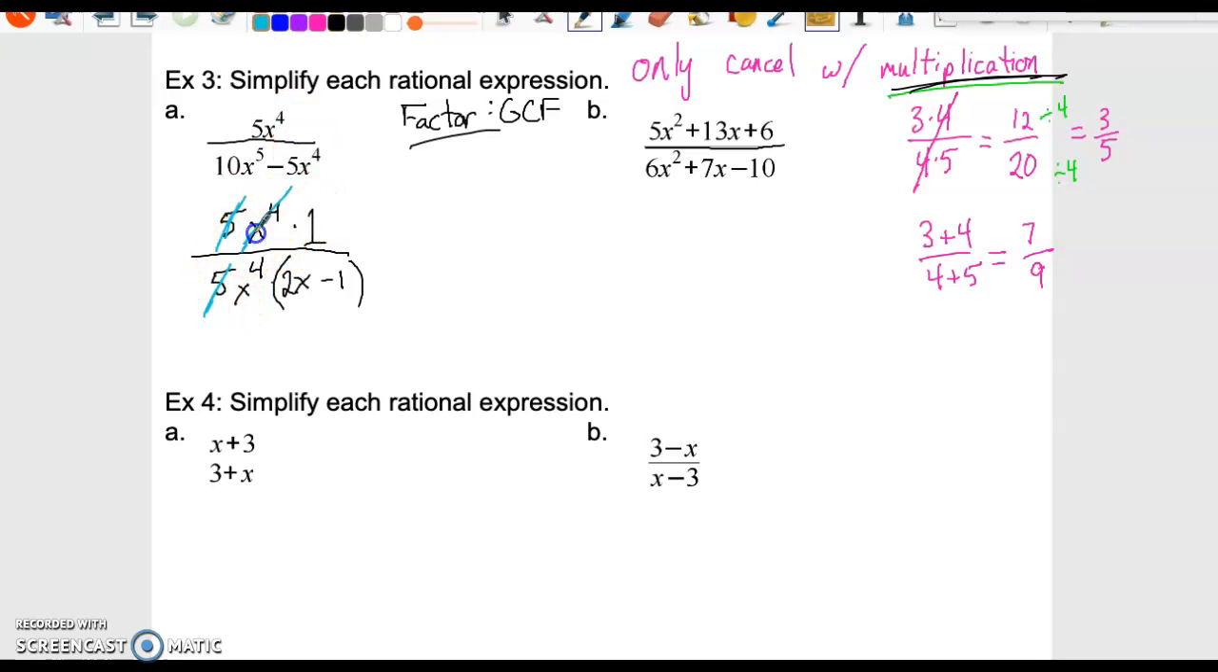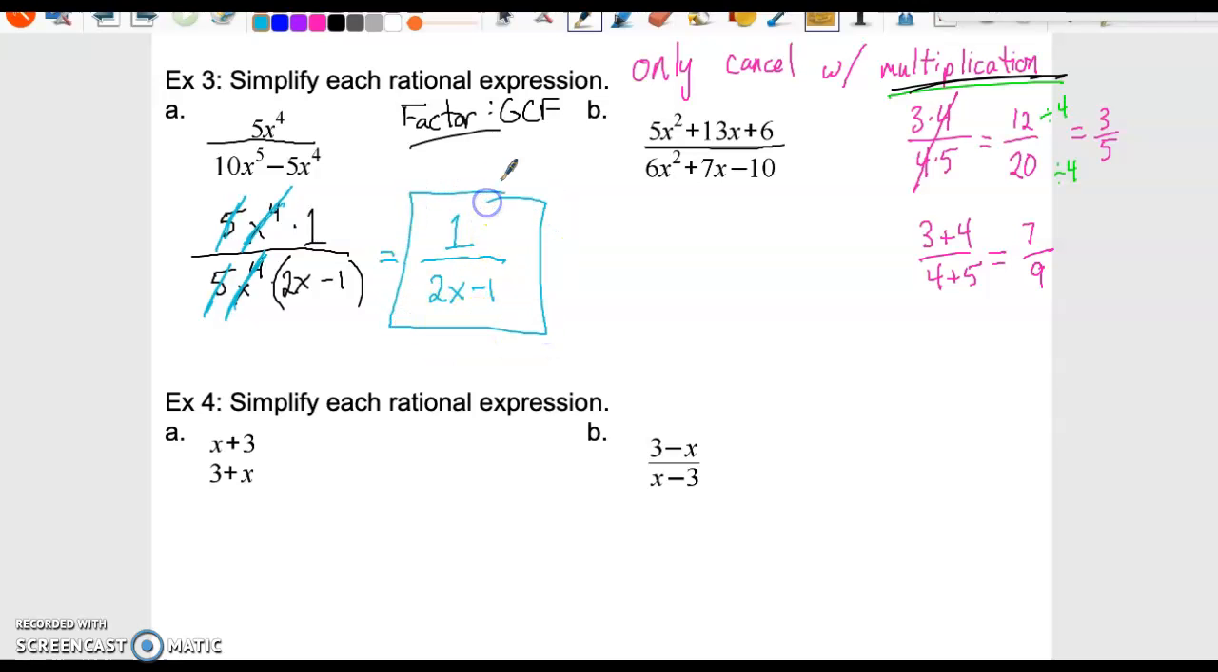I can cancel out this x to the fourth, and the correct answer, and that's why I wrote that 1 there, because I have other students that will cancel out the 5 and the x to the fourth, then they'll write 0 down. That's not true. It's times 1. You need a placeholder there, over 2x minus 1.